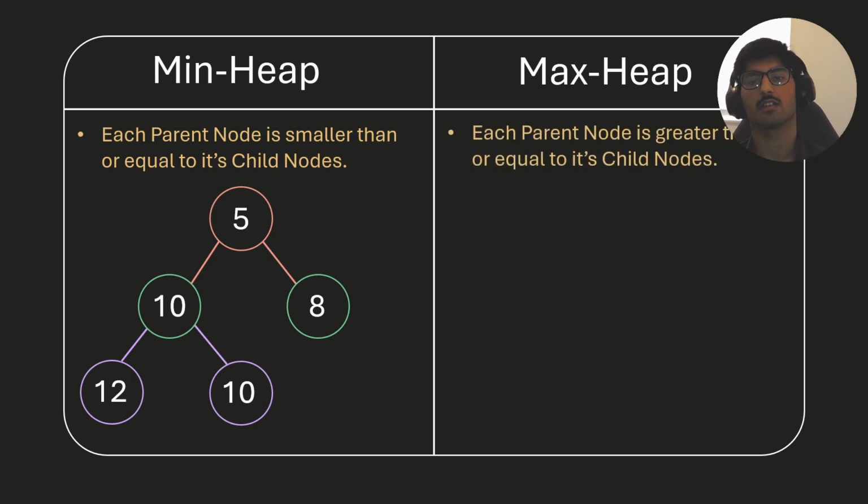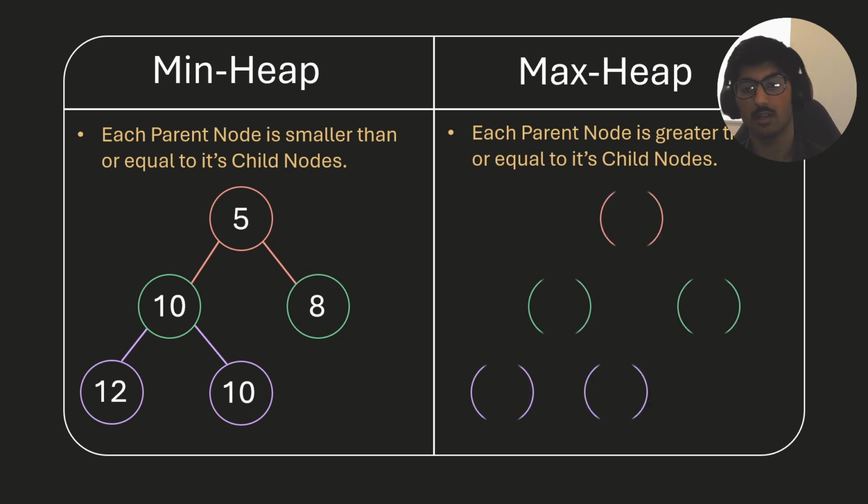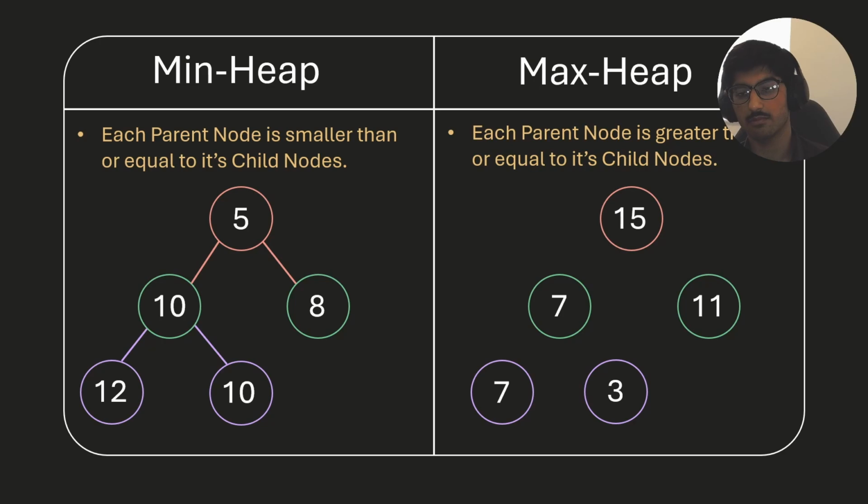What about max heaps? With a max heap, each parent node is greater than or equal to the child nodes. So just flip a min heap on its head and we basically get the requirements for a max heap. Here, if I take another example, this is an example of a max heap, right? The first node 15 is greater than 7 and 11. If you look at the node with index 2, which is 7, it's also the greatest value because 7 and 7 are equal, so it still satisfies the max heap property.